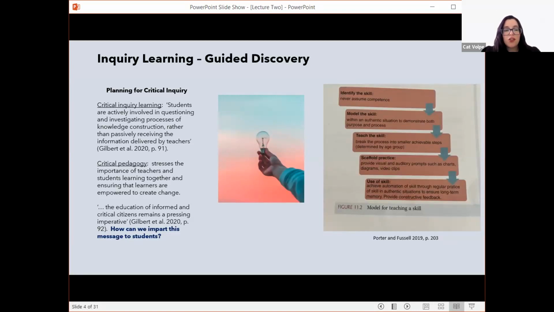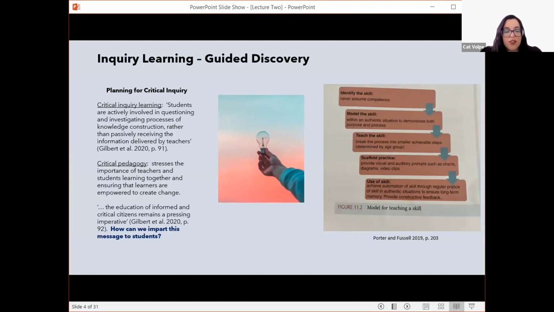So what is critical inquiry learning? Well, this is where students are actively involved in questioning and investigating processes of knowledge construction, rather than passively receiving the information delivered by teachers, which is basically rote learning. So let's break that down. Let's focus on the questioning and investigating processes of knowledge construction. That means students are really thinking about how they're learning what they're learning. So there's a lot of reflection in inquiry learning, and there's also a lot of investigation.